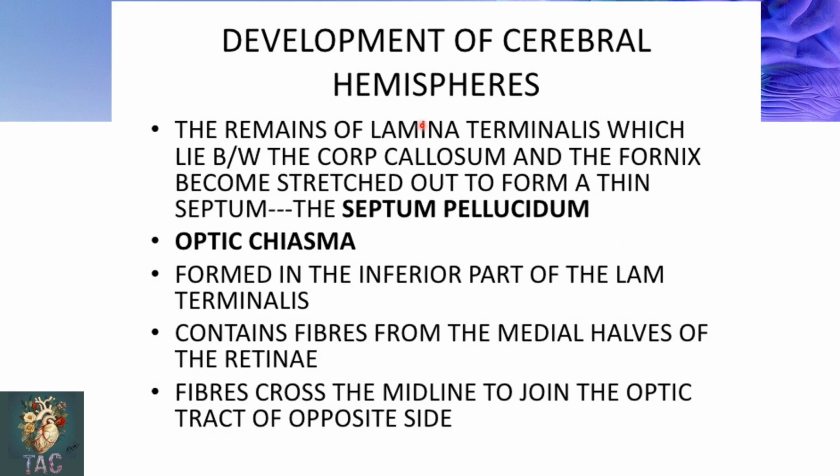In the cerebral hemisphere, the remains of the lamina terminalis which lie between the corpus callosum and the fornix become stretched out to form a thin septum, that is the septum pellucidum. The optic chiasma will also form in the inferior part of the lamina terminalis, and also contains fibers from the medial half of the retinae, both retinae. The fibers cross the midline to join the optic tract of the opposite side.